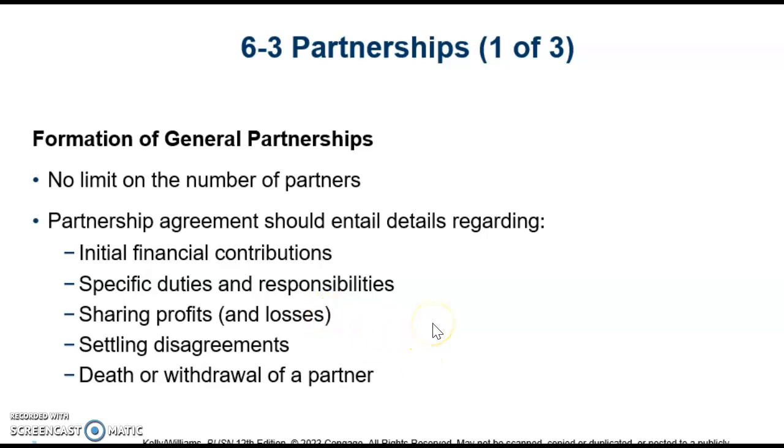Let's say we have 5 partners and they're going to share equally, so it may say 20% for each one for profits and losses. What is going to be the process for settling disagreements? And what happens if a partner dies or withdraws? All this should be in the partnership agreement.